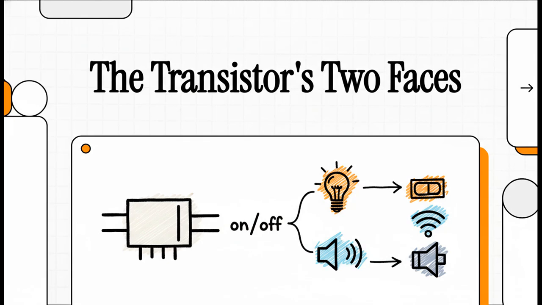When we think about the transistor, the tiny little building block of all modern electronics, we usually think of it as a simple switch, on or off. But that's really only half the story. It turns out this component has a completely different personality, a second face. And understanding that second face is the key to pretty much everything, from your phone's Wi-Fi to a high-end stereo system.